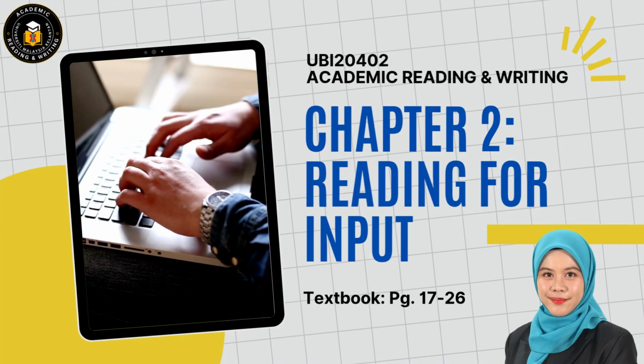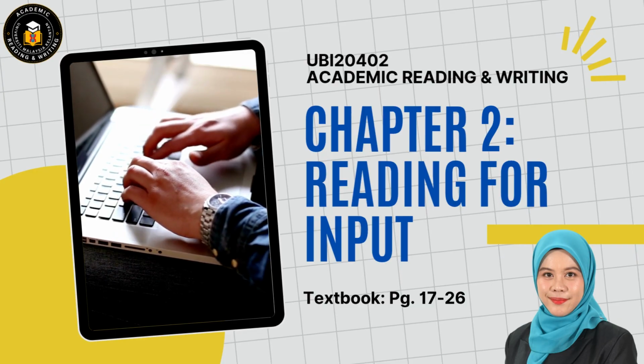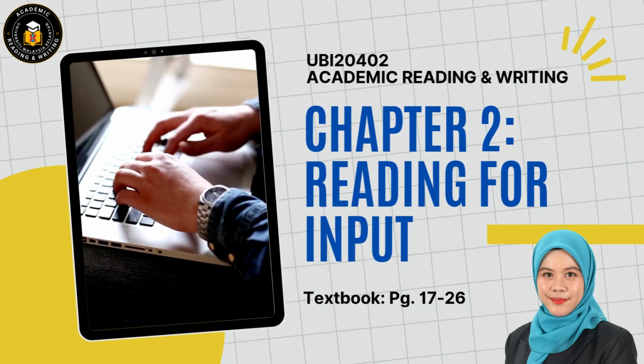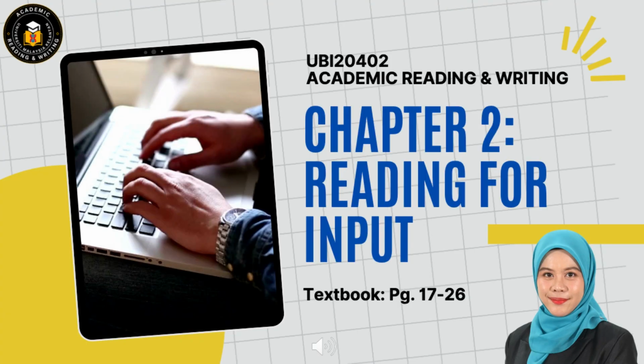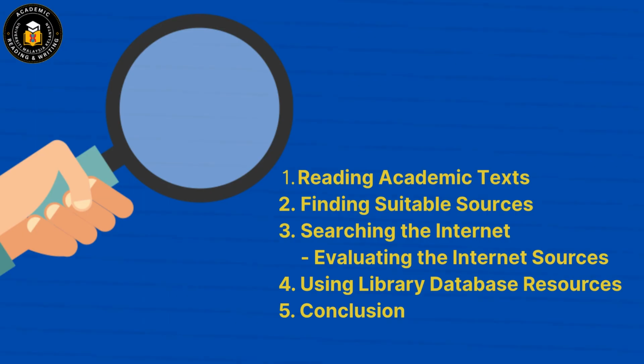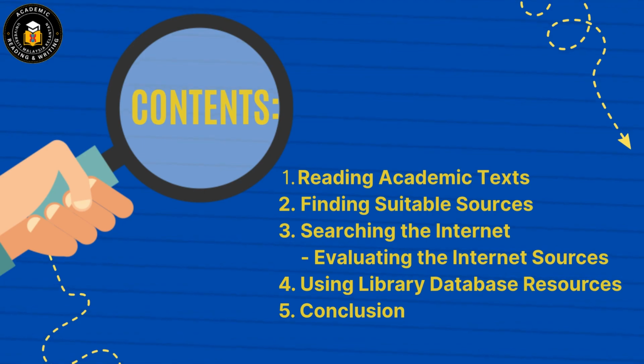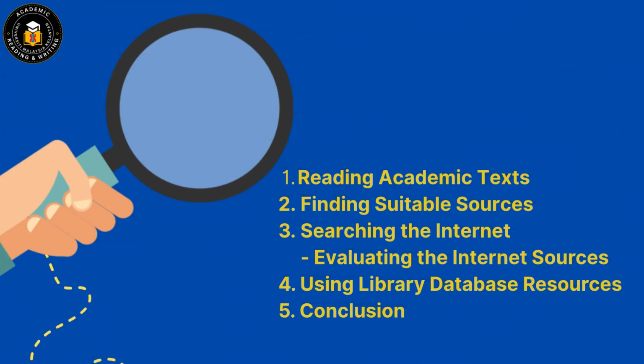This chapter helps us understand how reading can provide the knowledge and resources we need for our writing. I'll guide you through the key concepts, but remember, your textbook contains the full details and explanations, so make sure you read pages 17 to 26 carefully. This chapter covers several important areas: reading academic texts, finding suitable sources, searching the internet, evaluating sources, and using library databases. Let's go through each briefly.